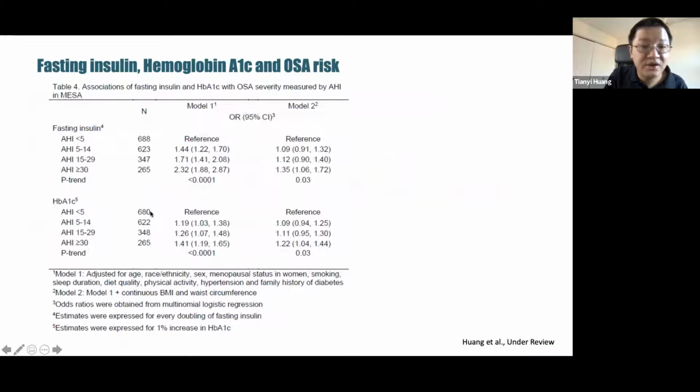Another interesting finding is that we utilized the objective measures of sleep apnea in MESA, and we looked at the association of insulin resistance and HbA1c with OSA severity. You can see we observe a very clear linear dose response association between those two diabetes-related traits and OSA severity. I think this dose response pattern provides some additional biological plausibility that insulin resistance and also hyperglycemia can promote sleep apnea.